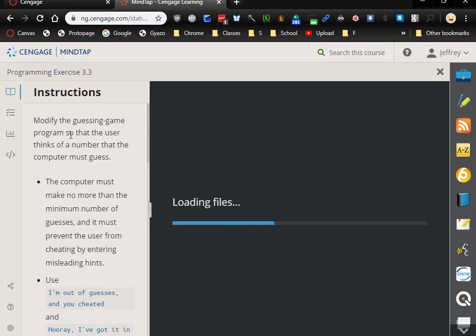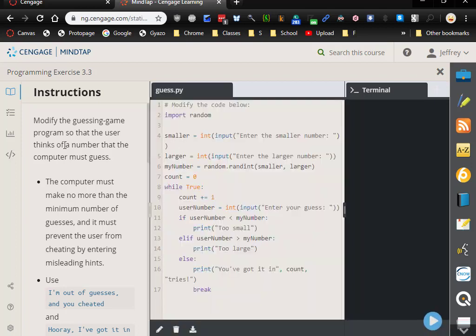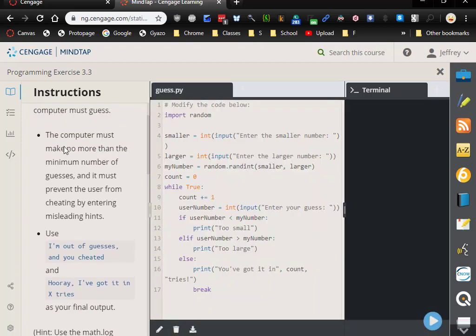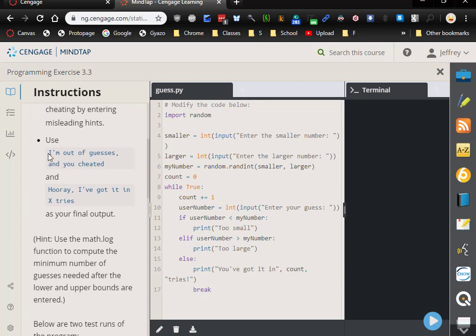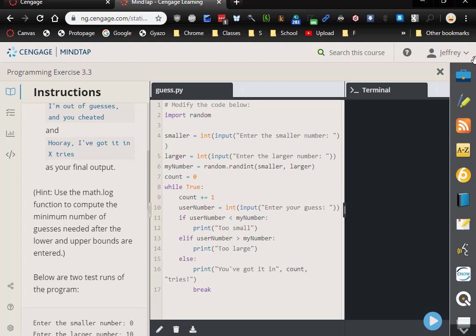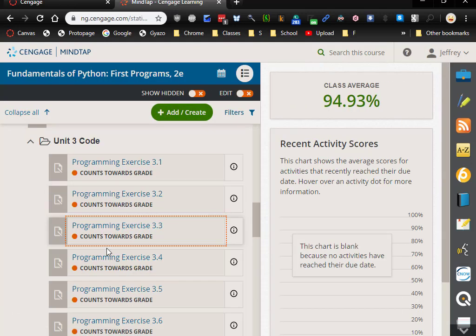Okay, modify this guessing game program so that the user thinks of a number that the computer must guess. The computer must make no more than the minimum number of guesses, and it must prevent the user from cheating by entering misleading hints. Use "I'm out of guesses and you cheated," and "Hooray, I've got it in X tries" as your final output. All right, I'm going to go on to the next one.